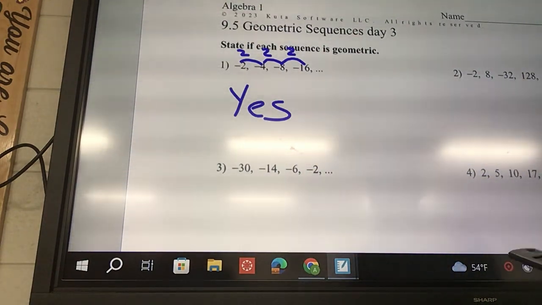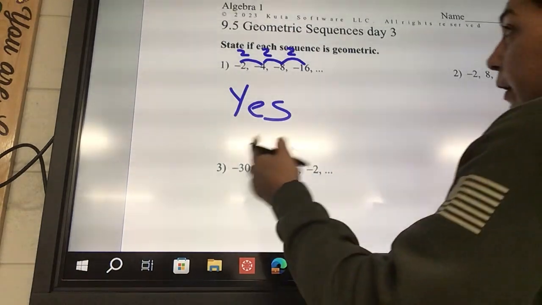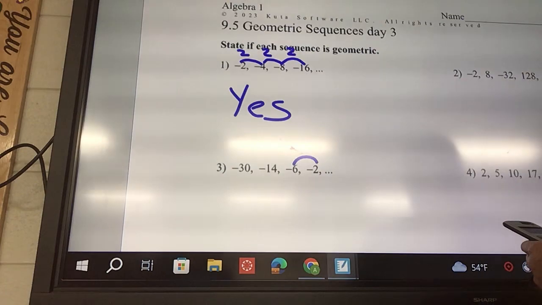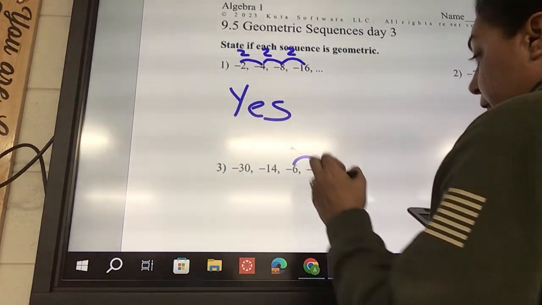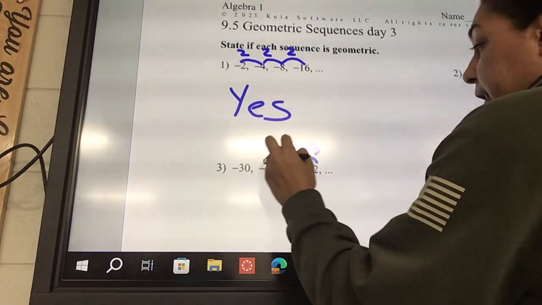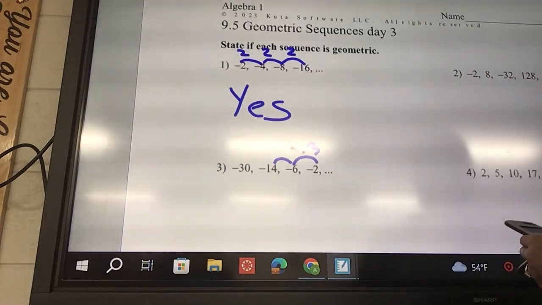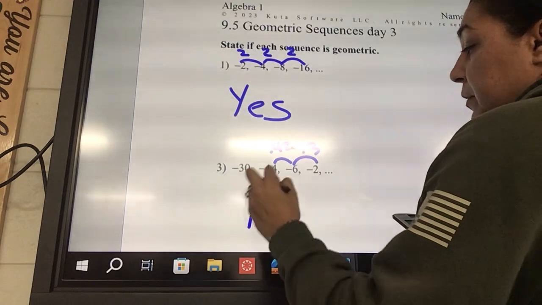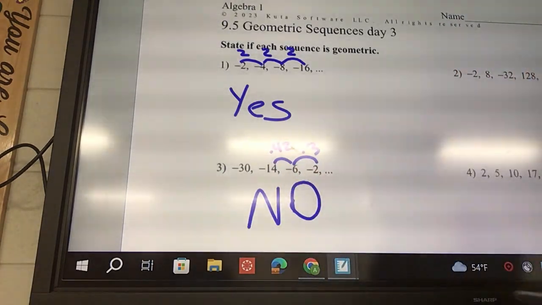For number 3, again, we're going from the right to the left. So negative 2 divided by negative 6 is 1/3 or 0.3. Negative 6 divided by negative 14 is 0.42. So those are not the same, so this is going to be a no. It's not geometric.